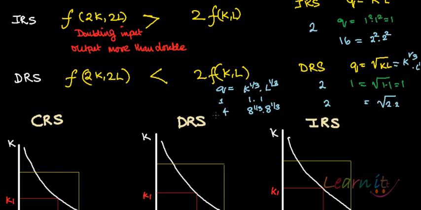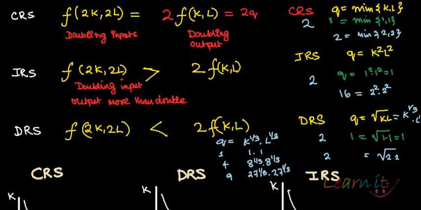So you increase your inputs to 8 times, but your output increased only by 4 times. Similarly, supposedly if you increase your inputs to 27 times, but still your output would increase just by 9 times. So this is the case of DRS. I'm sorry, I've given you a wrong example here. This was the case of the CRS. Q is equal to root of KL and Q is equal to KL or min(K, L). These are all CRS functions.